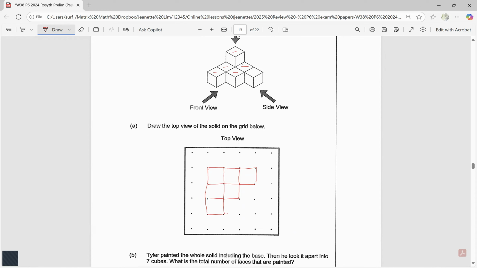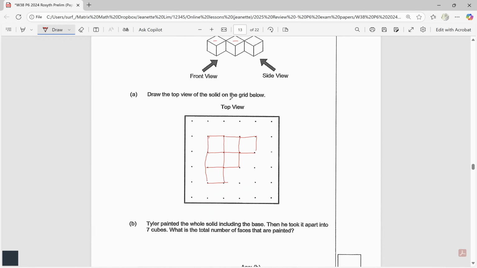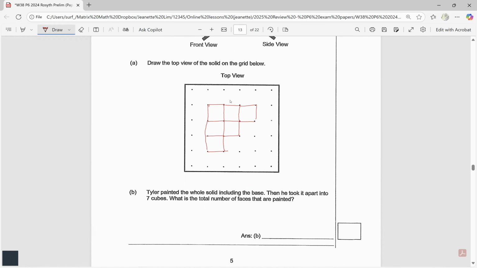So from the top, right? From the top view, there are 1, 2, 3, 4, 5, 6. 6 faces that are painted. From the bottom, it would be the same, okay? 6 also. So top plus bottom would be 6 times 2.